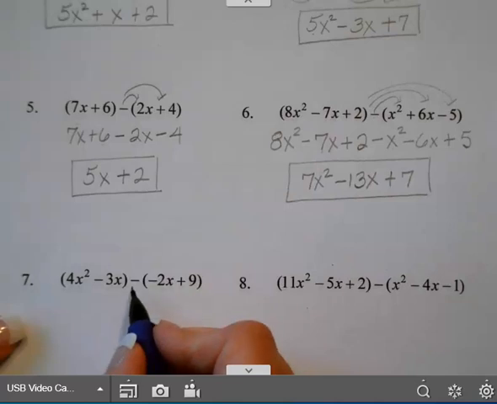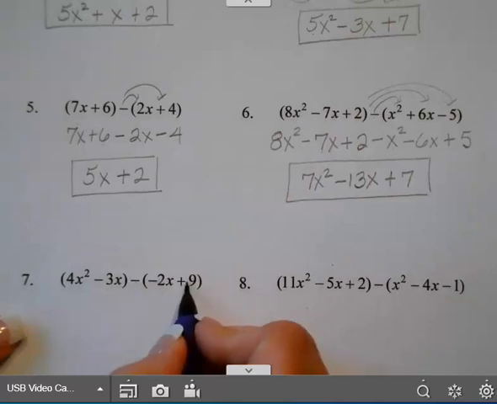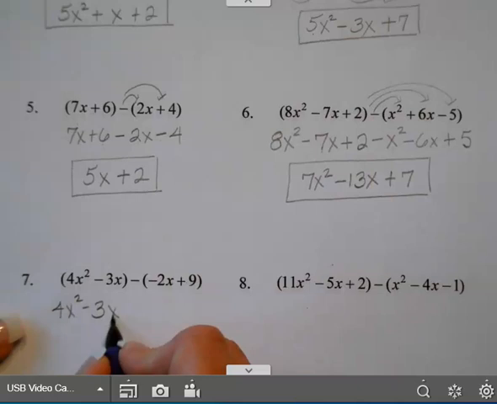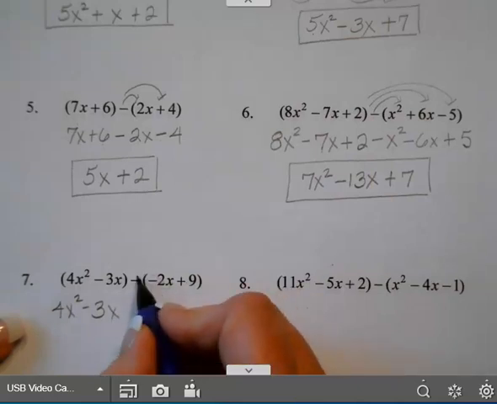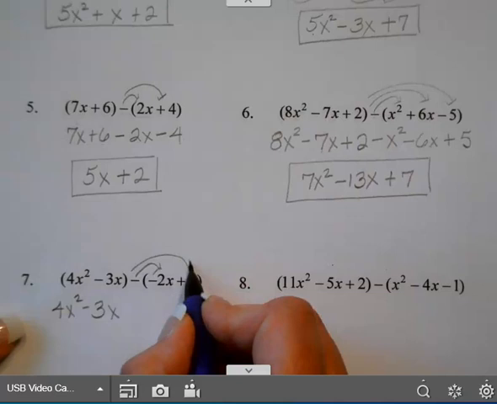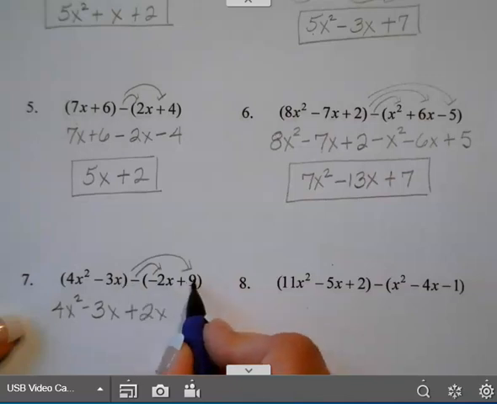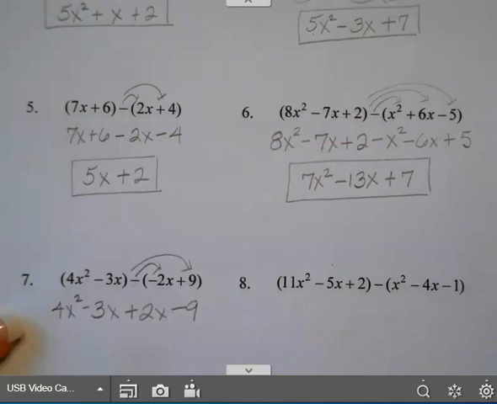On number 7, I have a minus sign in front of my second set of parentheses. I don't have a minus in front of my first. So I can drop the first set of parentheses, but then I have to subtract every term in here, or take the opposite. So this is the opposite of negative 2x, so that's going to be plus 2x. And then I have to subtract the 9. I always like to, on the subtractions, rewrite it, because otherwise you forget to change signs. Usually it's that second one you'll forget.